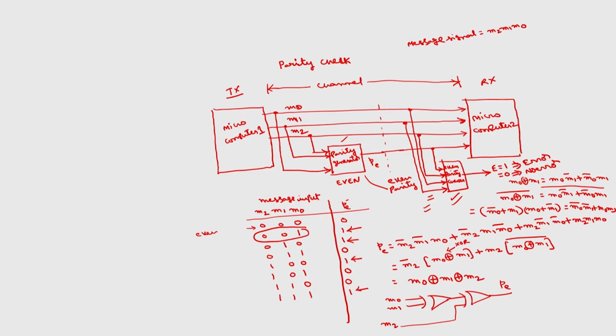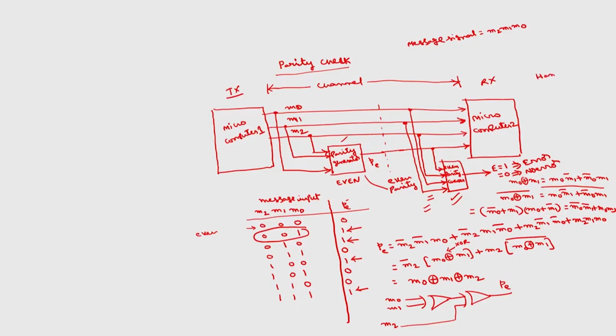This is a simple parity generator and checker circuit which is used in data communication systems to detect errors. You can even correct errors if you go for the Hamming code. Using the Hamming code, we can detect as well as correct the errors.